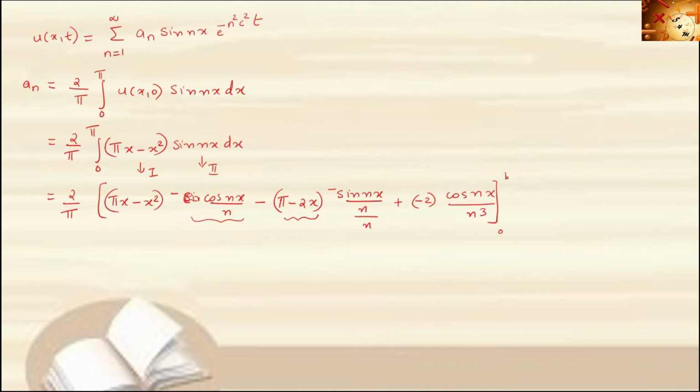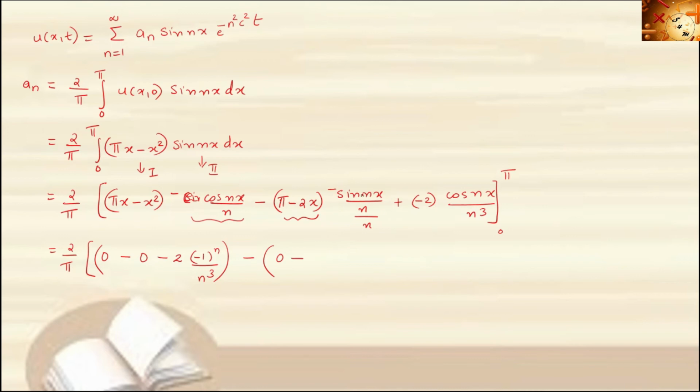0 to pi. So this will be 2 by pi. If you are giving pi, so pi into pi minus pi square. So this will be 0 minus sin n pi. Here sin n pi again 0 minus 2 into here cos n pi, that is minus 1 whole power n divided by n cube. This is the upper limit minus again lower limit. X equal to 0 implies first term as 0.